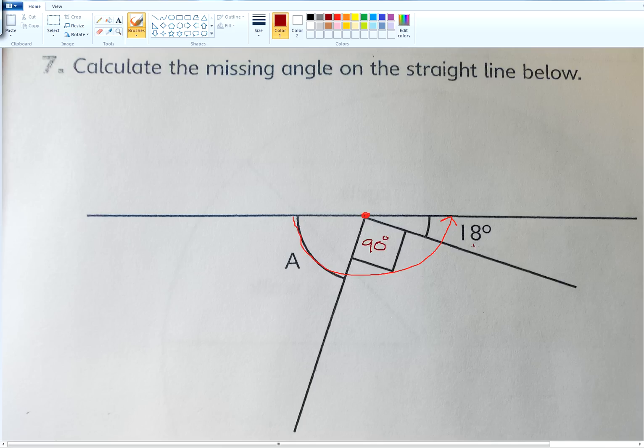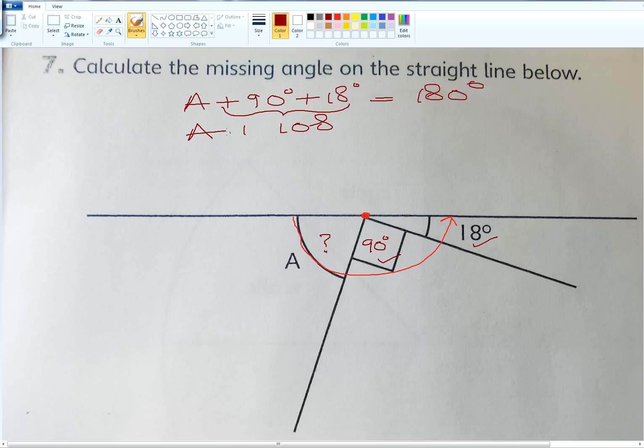And this is 18 degrees. So we know this and we know this, but we don't know this. So we can say angle A add 90 add 18 is equal to 180. Well, 90 add 18 gives you what? 108. Hang on. So you jump into the answer without going through the method.